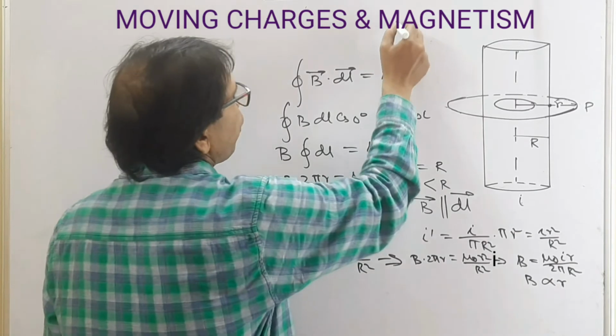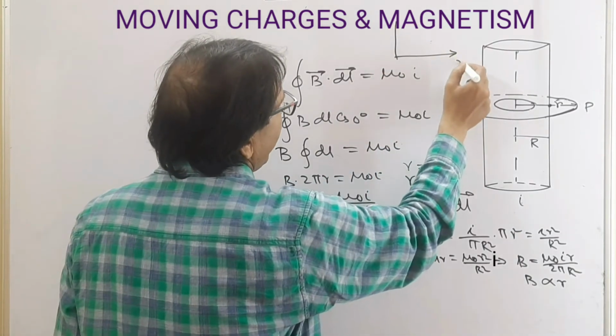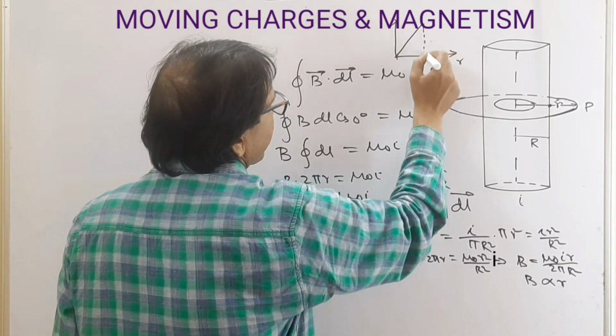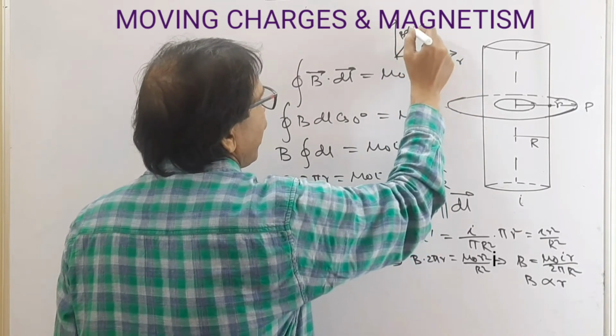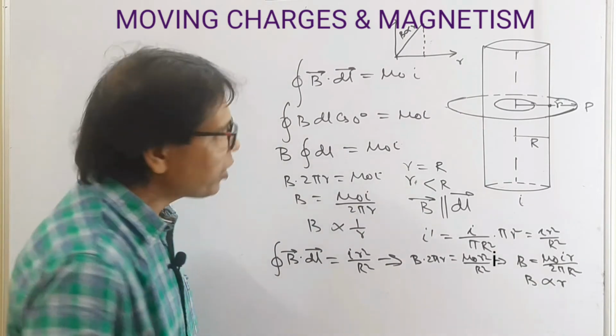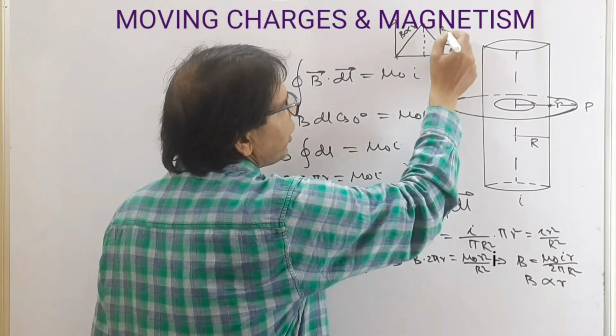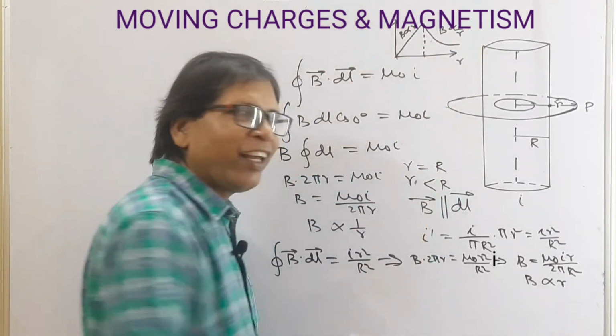If a graph is plotted between r and B, the graph is a straight line within the conductor as B is proportional to r, okay? And outside the conductor as B is proportional to 1 by r, so it is a curved line, okay?